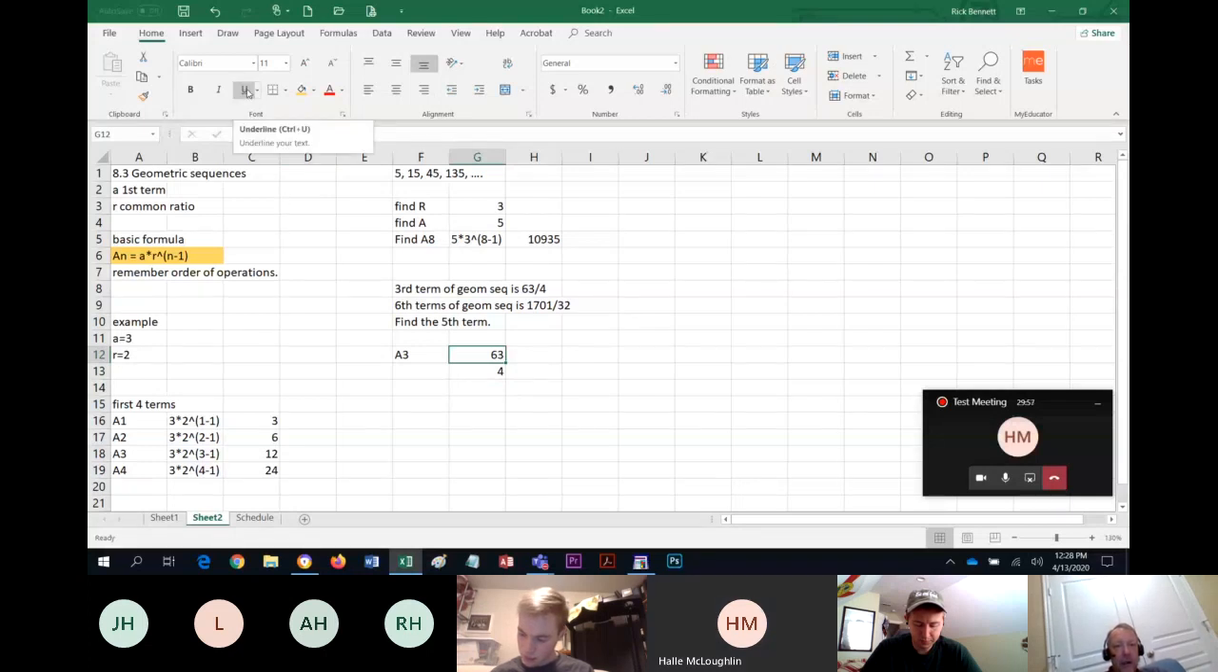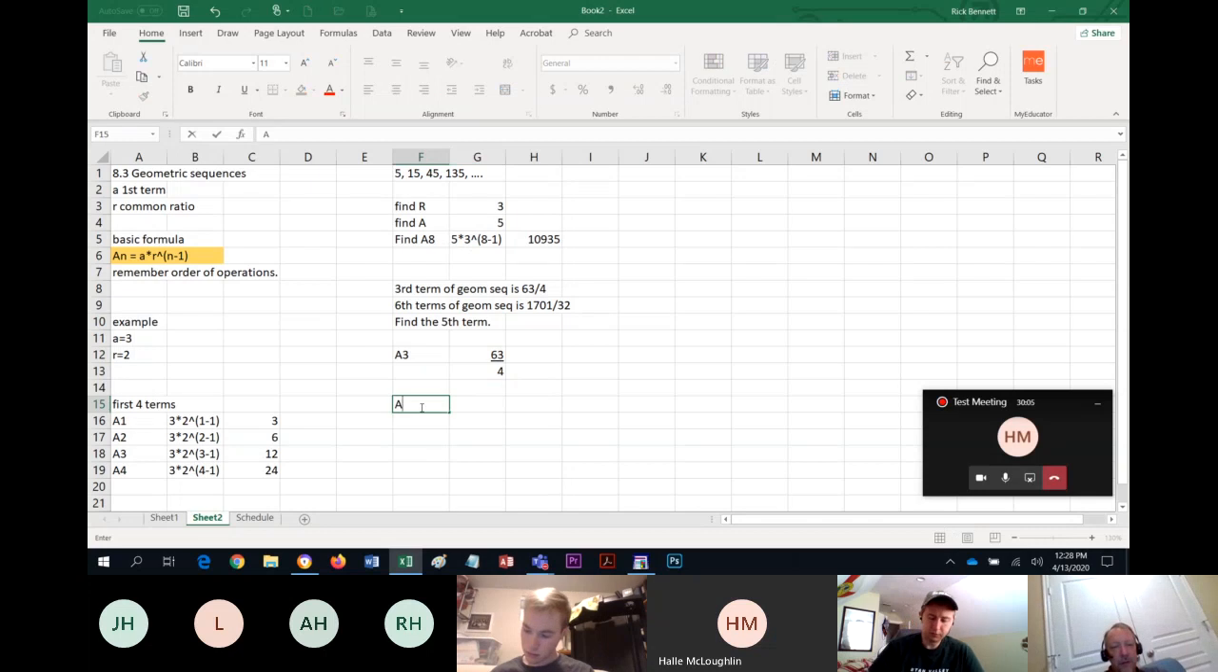Did I underline it? Come on, underline, I say. Okay, and then I've got A sub 6. A sub 6 equals 1701 divided by 32. And I will underline that so it looks like a fraction.